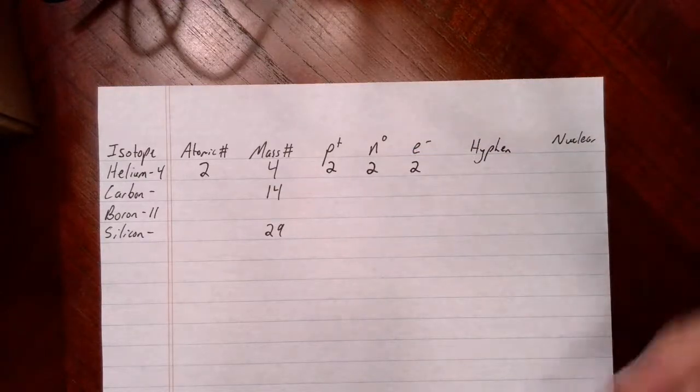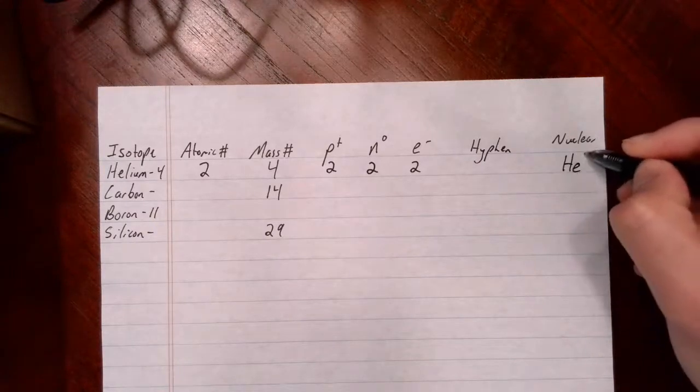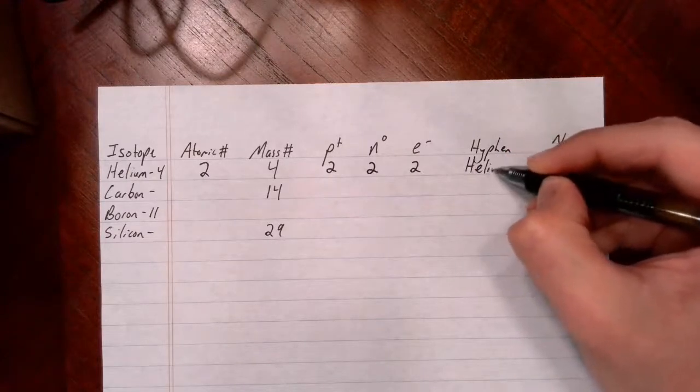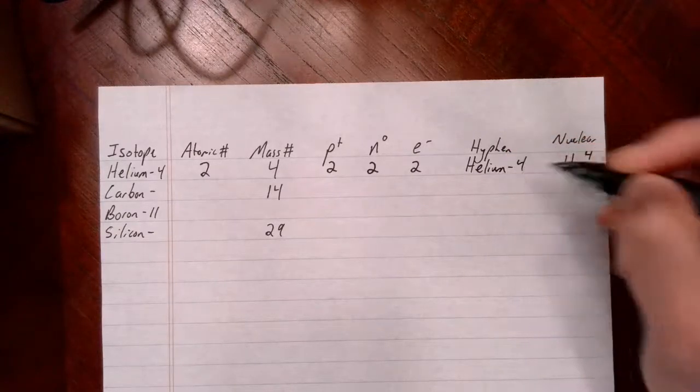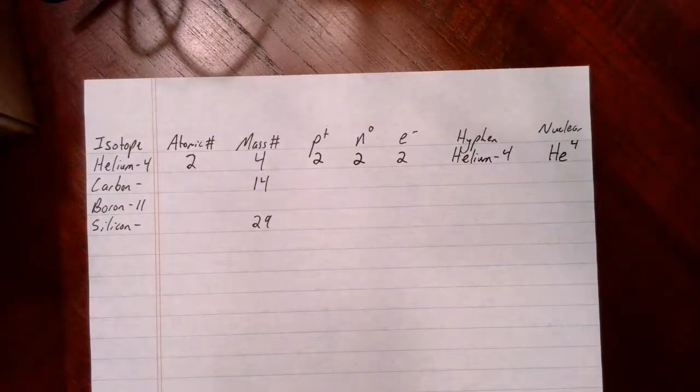So the nuclear notation, I could write He4, or I could write helium-4. Okay? So it just so happened here the number of protons, neutrons, and electrons are the same. For very small, simple atoms, that's not an uncommon trend, but as atoms get larger and more complex, that won't be the case. So don't always make that assumption.